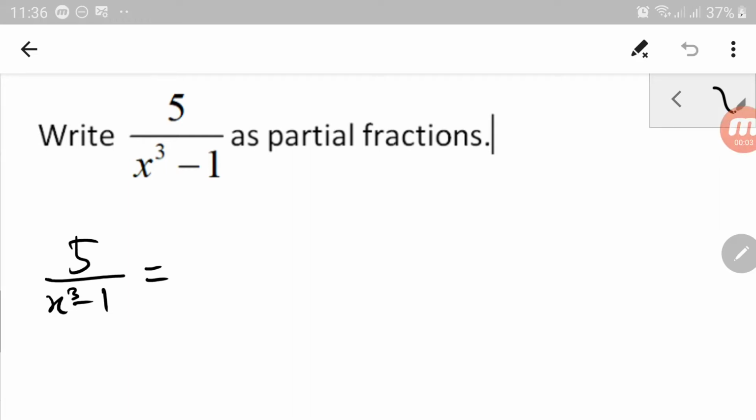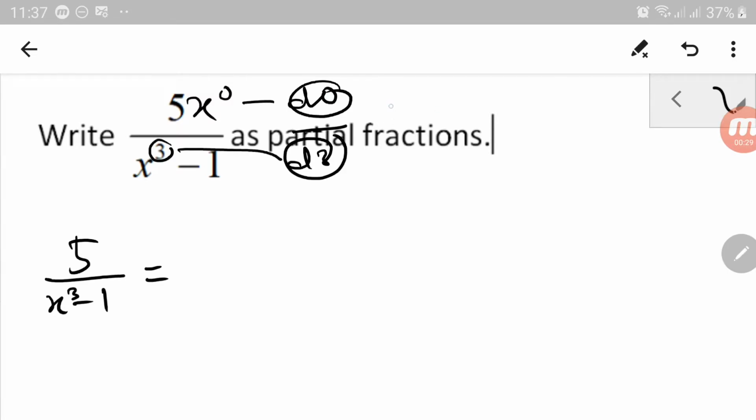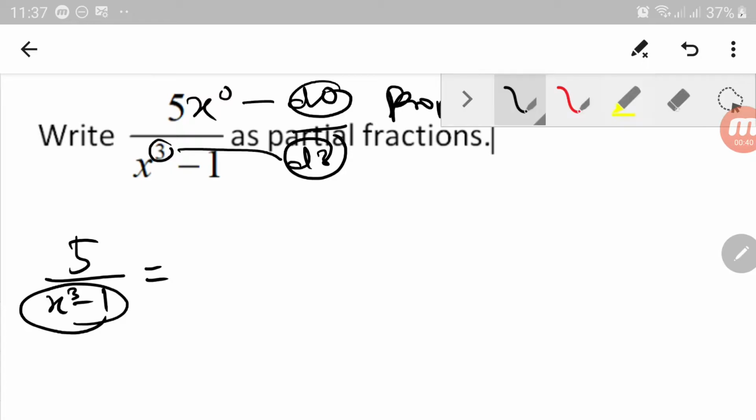In this video, I would like to discuss with you how to solve partial fractions questions. Okay, let's have a look at what we have here. We need to write 5 over x cubed minus 1 as a partial fraction. First things first, we need to make sure it's a proper fraction. So the numerator is degree 0, and the denominator is degree 3. So it's a proper fraction. Okay, good.